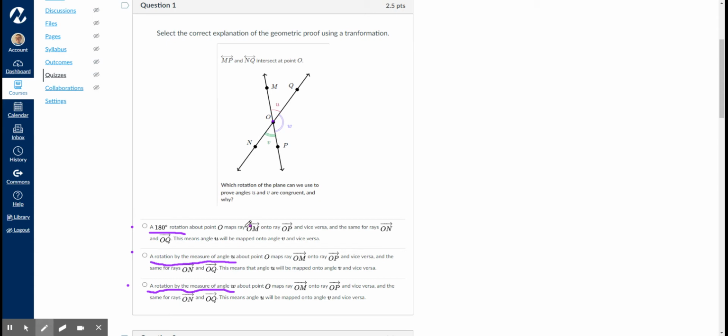All right, so the one that got the most votes is B. We'll try that one first. Angle U is this little guy. So if we rotate ray OM the measure of angle U, it'll land on ray OQ. Right, so point M will go to about where point Q is.